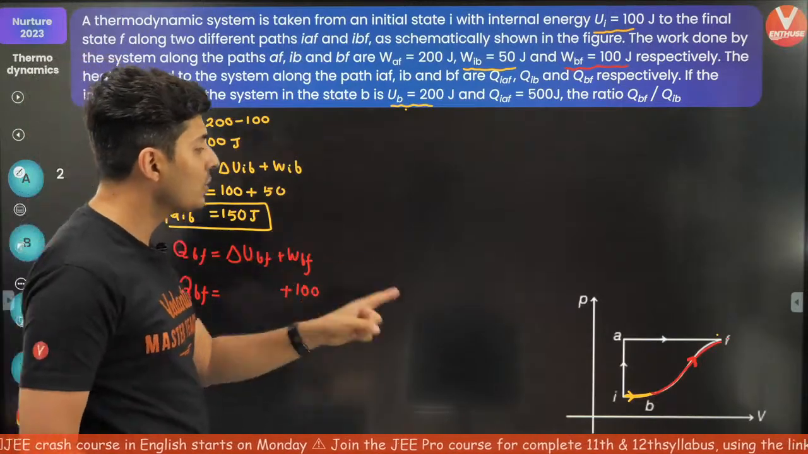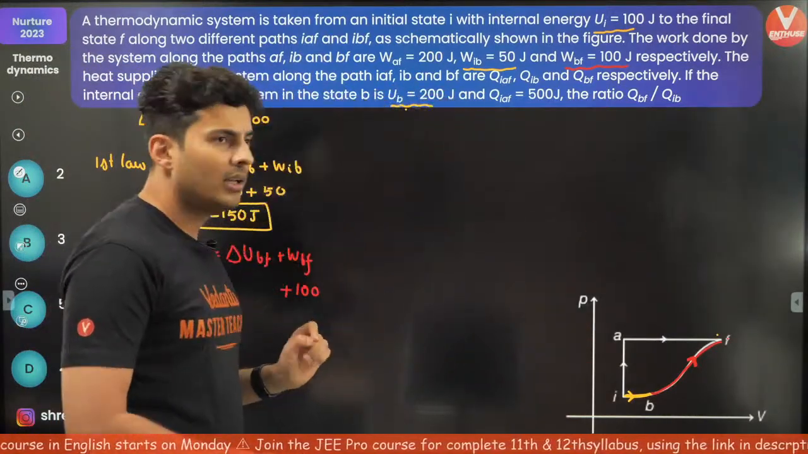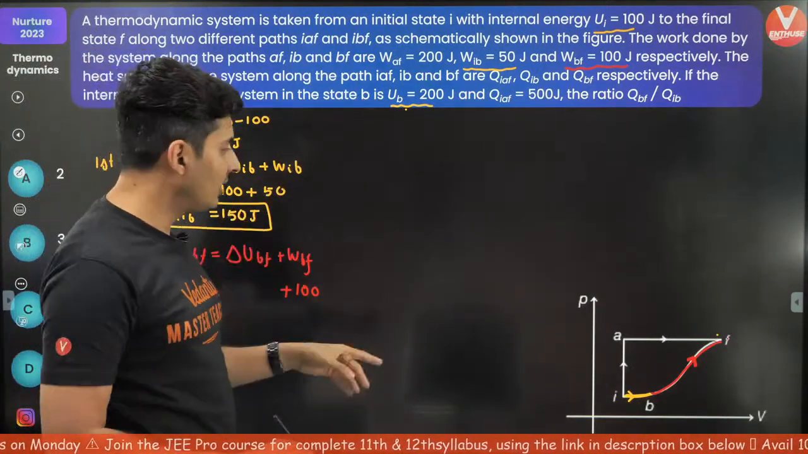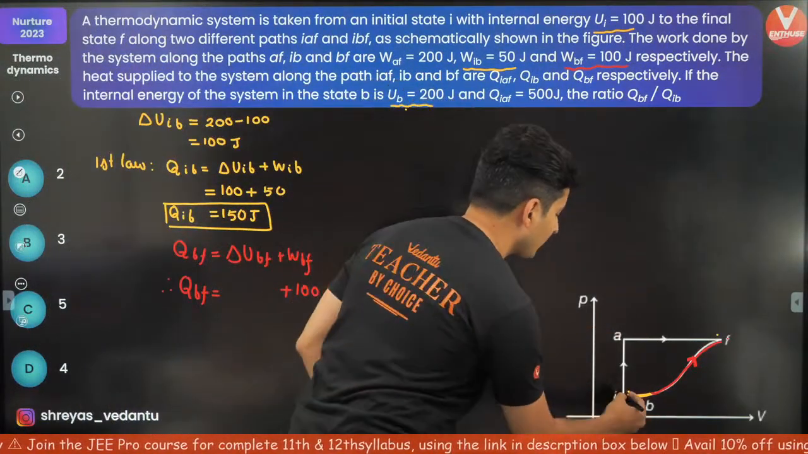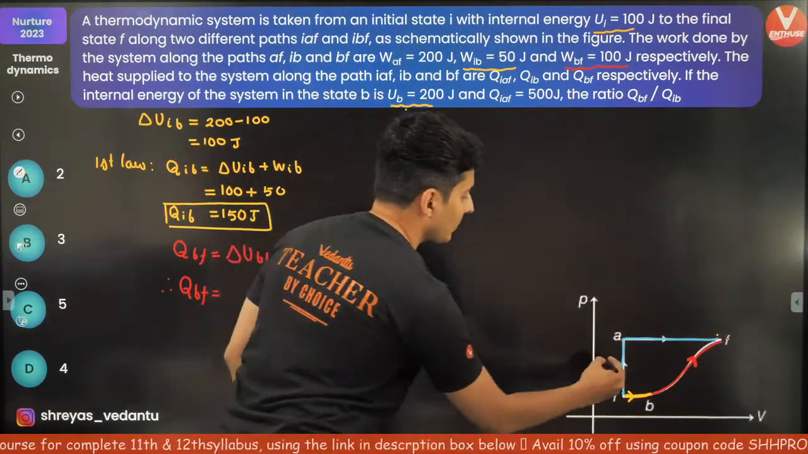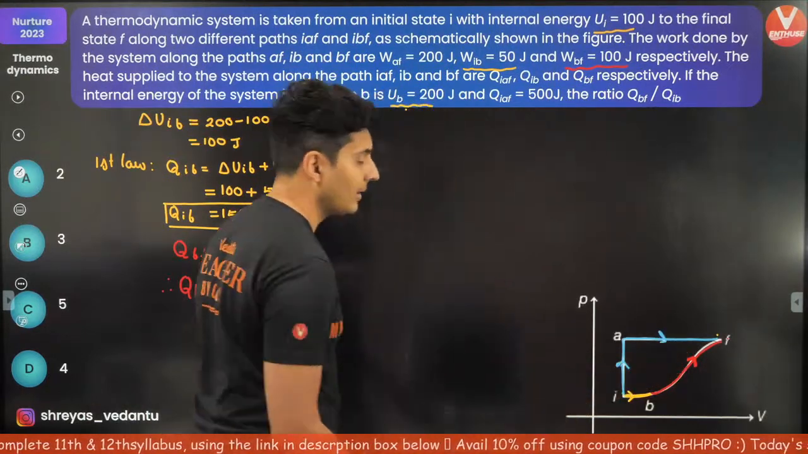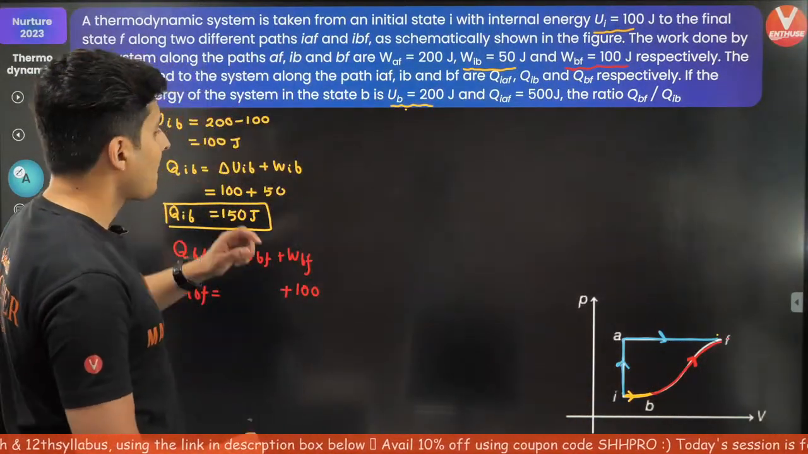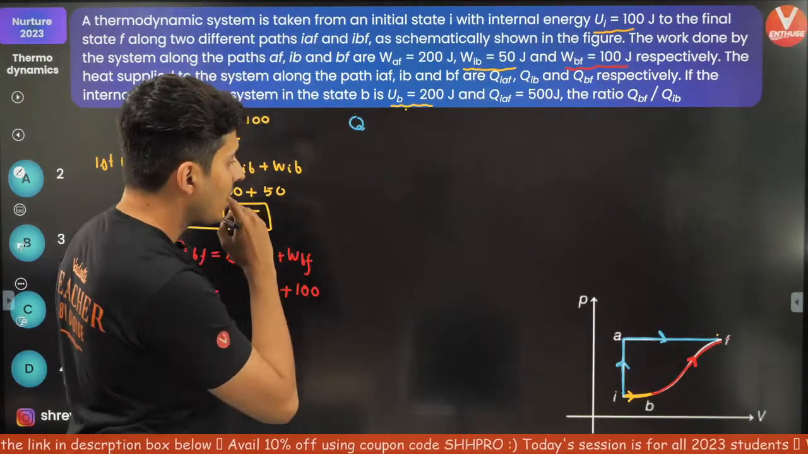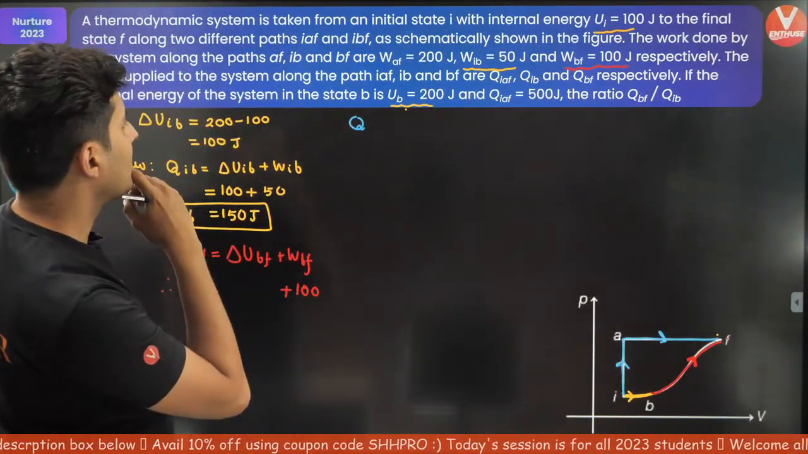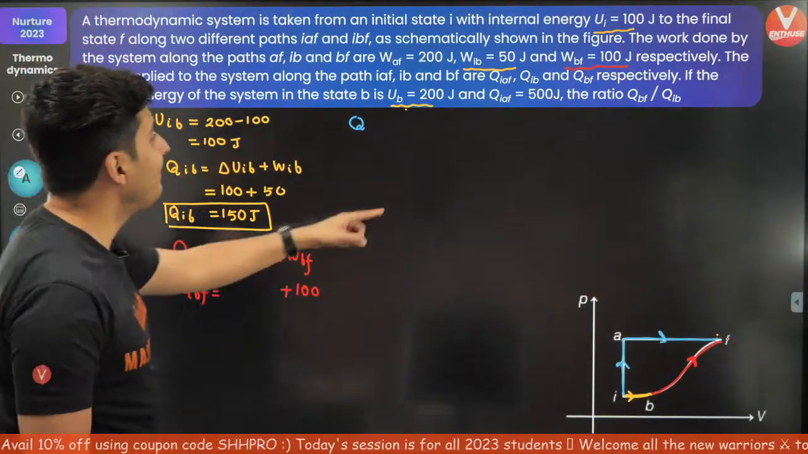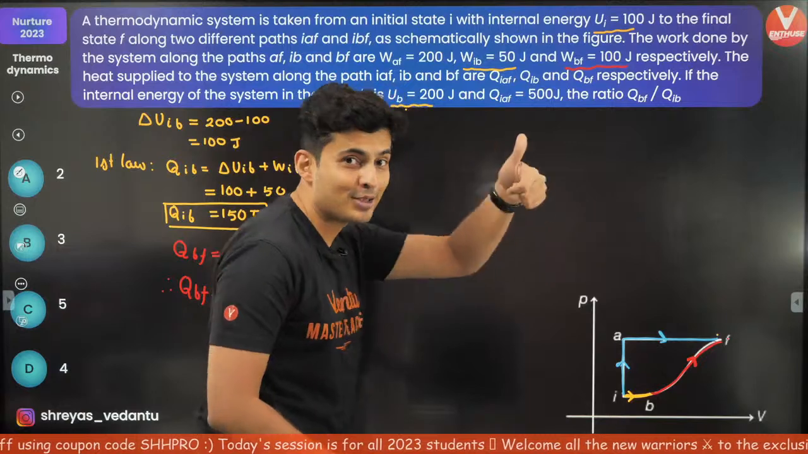How do I get delta U for IAF? That I will get it by probably again using first law between I, A and F. So let's use this process and see what do we get. Okay, from here to here. Observe this carefully. If I use Q, is it known? QIAF. Acha, QIAF is known. Interesting.